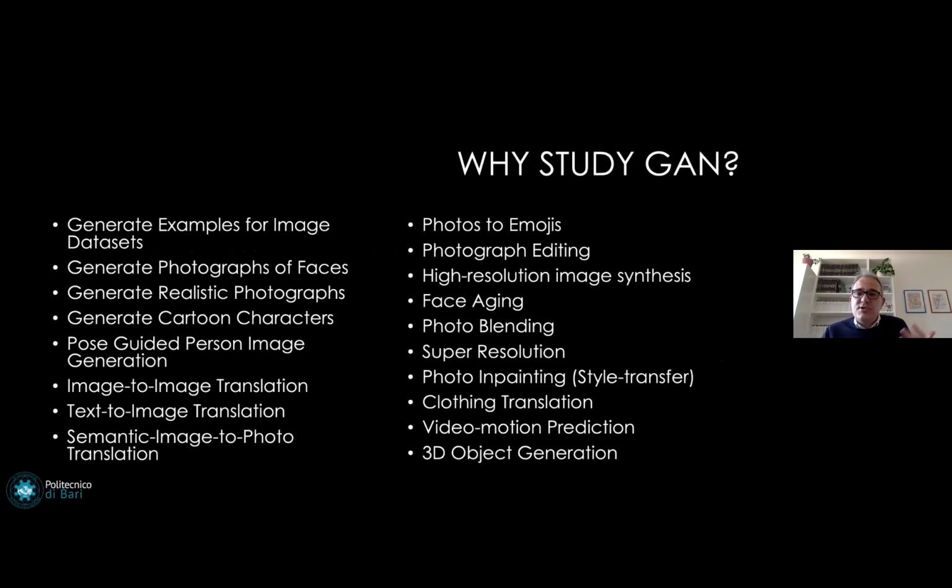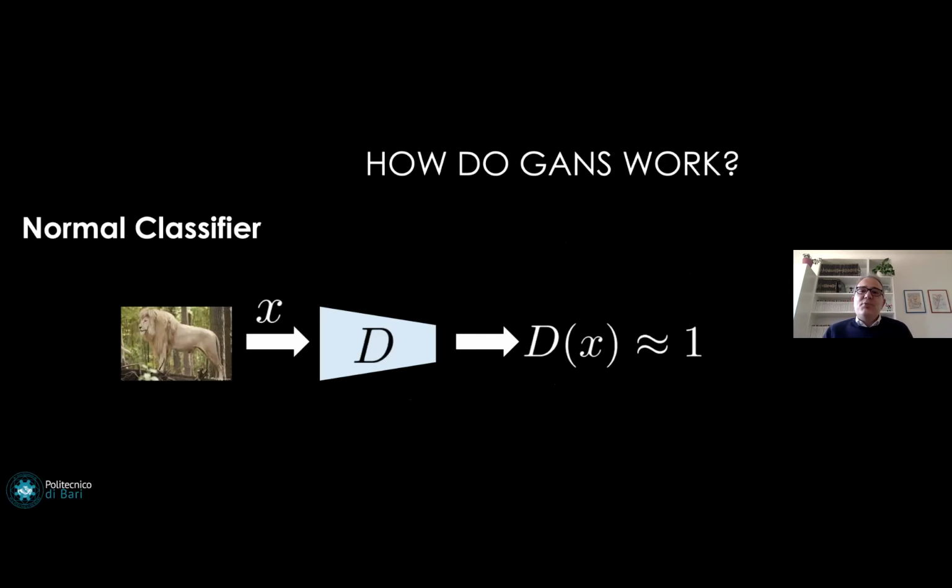So, we can use generative adversarial networks for super resolution, for image-to-image translation, text-to-image translation. We can use this architecture for many generative tasks in a very successful way. So how do generative adversarial networks work? Well, when we have a normal classifier, given an image, the classifier is able to say, okay, this is a lion or this is not a lion.